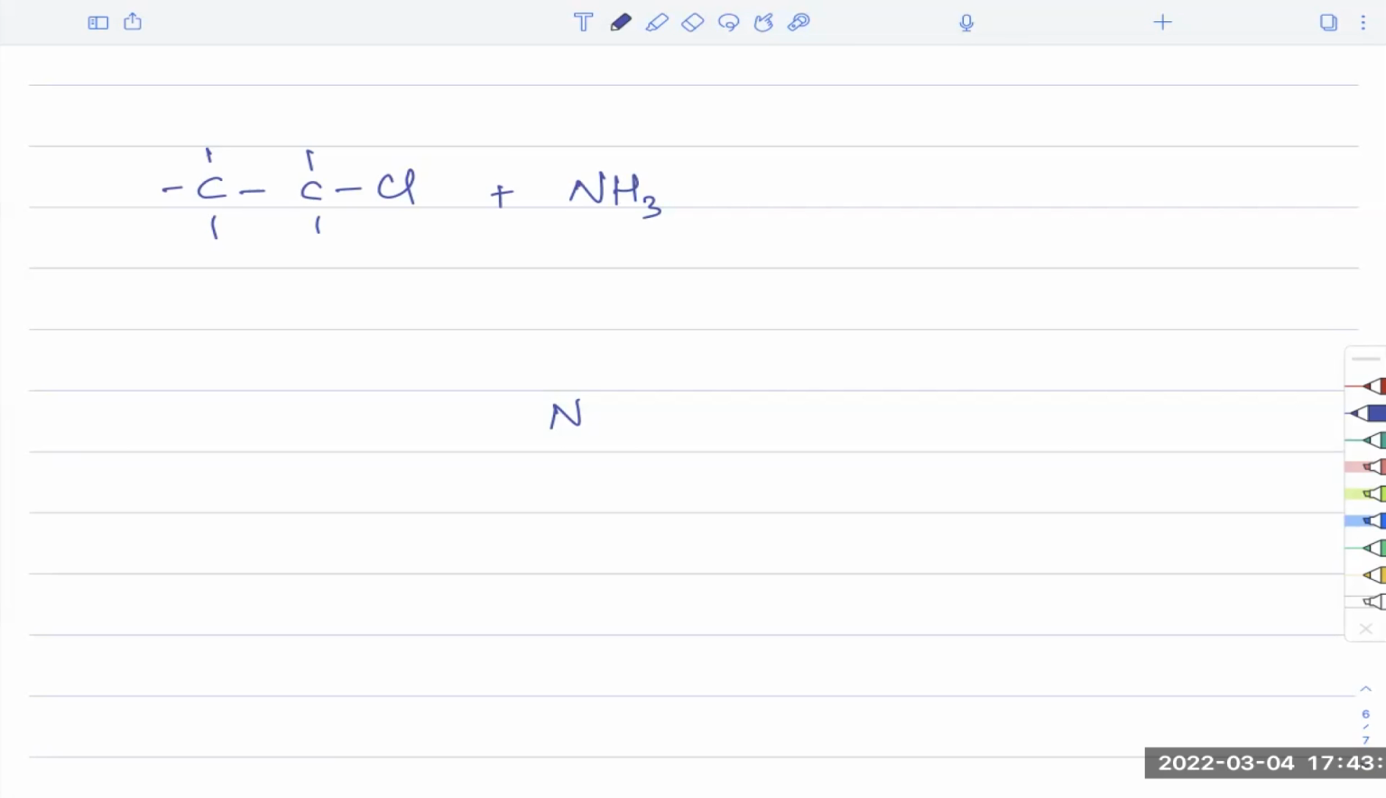The ammonia molecule is interesting because you can break ammonia in many different ways. It has a polar bond, and any polar bond you can break nucleophilically through heterolytic fission.